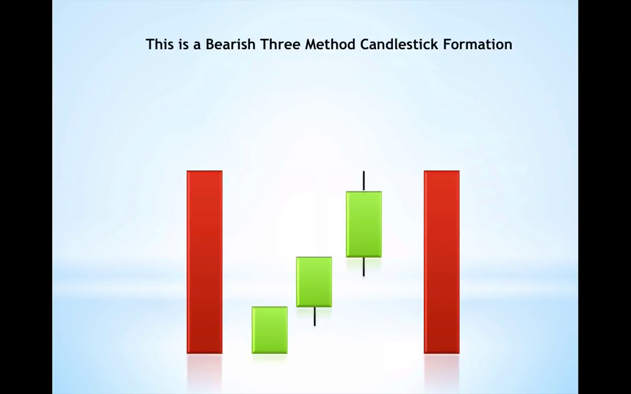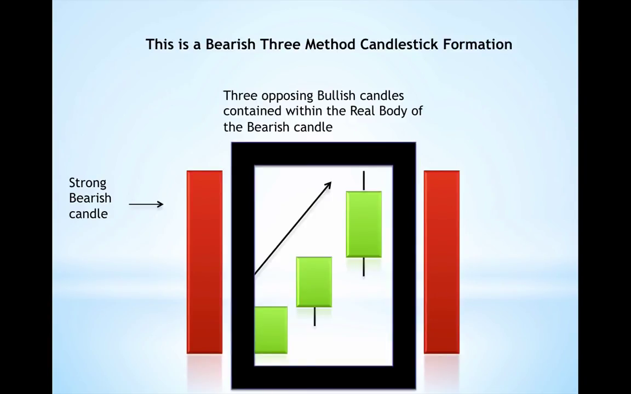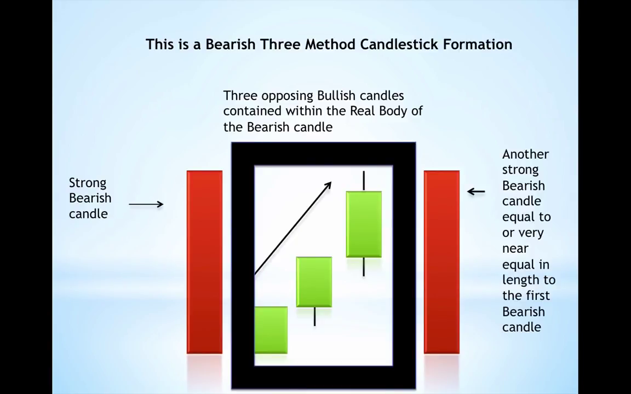This is a bearish 3-method candlestick pattern. The first candle is a strong bearish candle. There are then 3 bullish candles, all of which are contained within the real body of the first bearish candle. There should then be another bearish candle. This candle should be equal in length to the first bearish candle, or very near to equal in length.